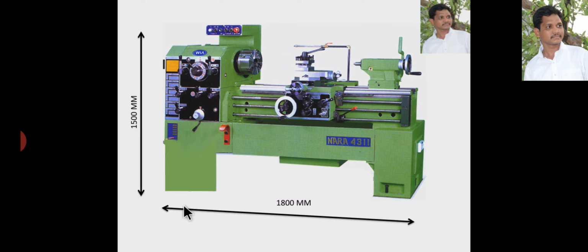Because the maximum size of drawing sheet is 1200 mm, 1300 mm. But the size of this machine component is 1800 mm, so you cannot draw on drawing sheet directly. So first of all you have to take some suitable scale, that is a reduced scale.